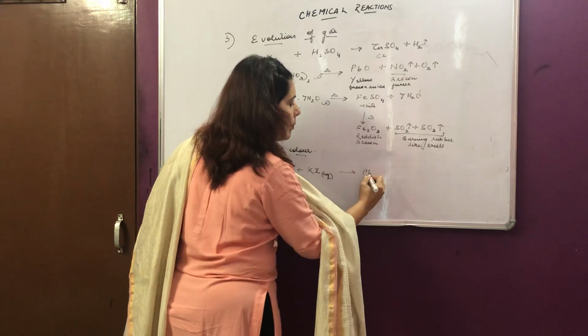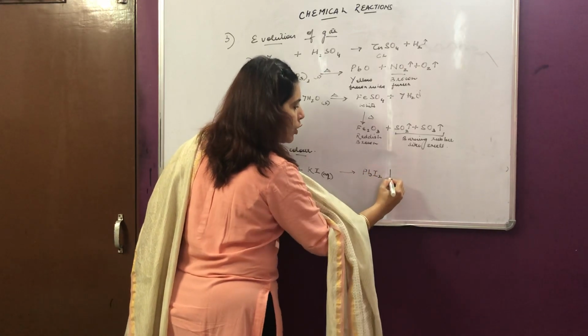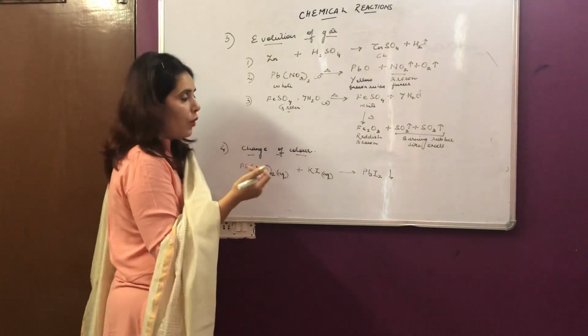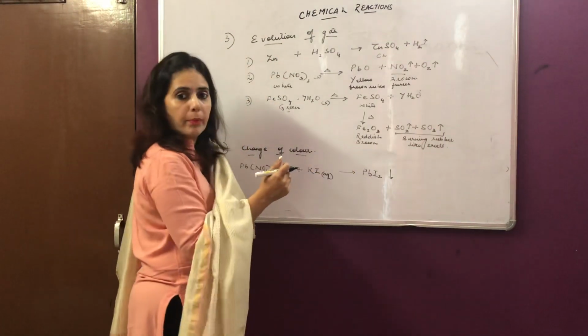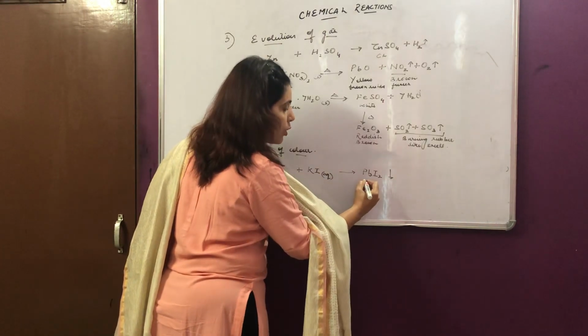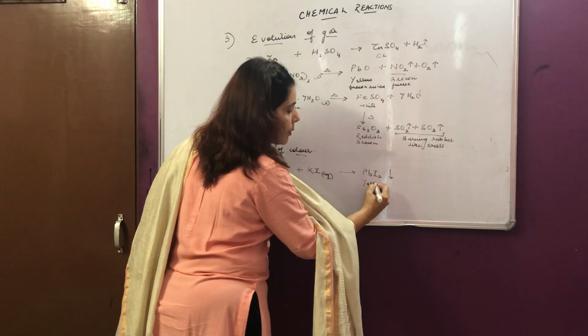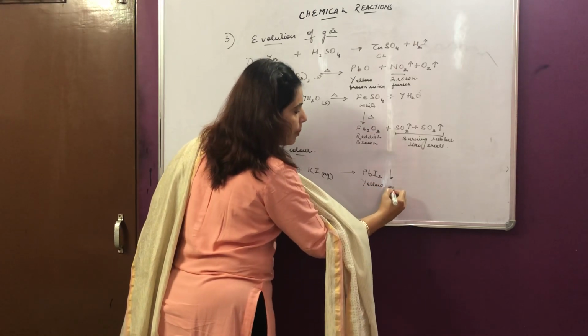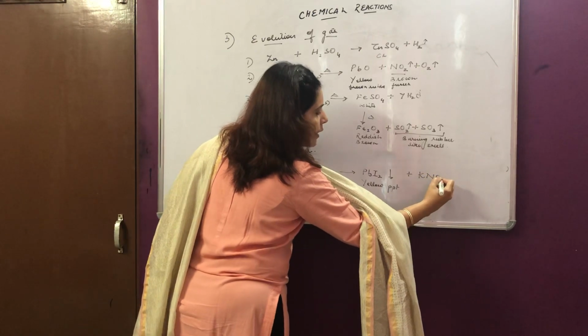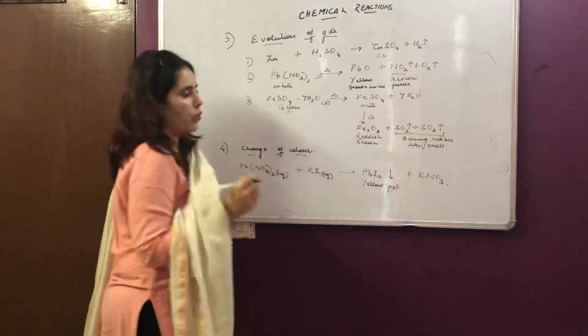yellow PbI2. We show it by a downward arrow. As we showed gases by an upward arrow, precipitates are shown by a downward arrow. And what is the color of the precipitate? It is a yellow PbI2. And the second compound which floats above is potassium nitrate.